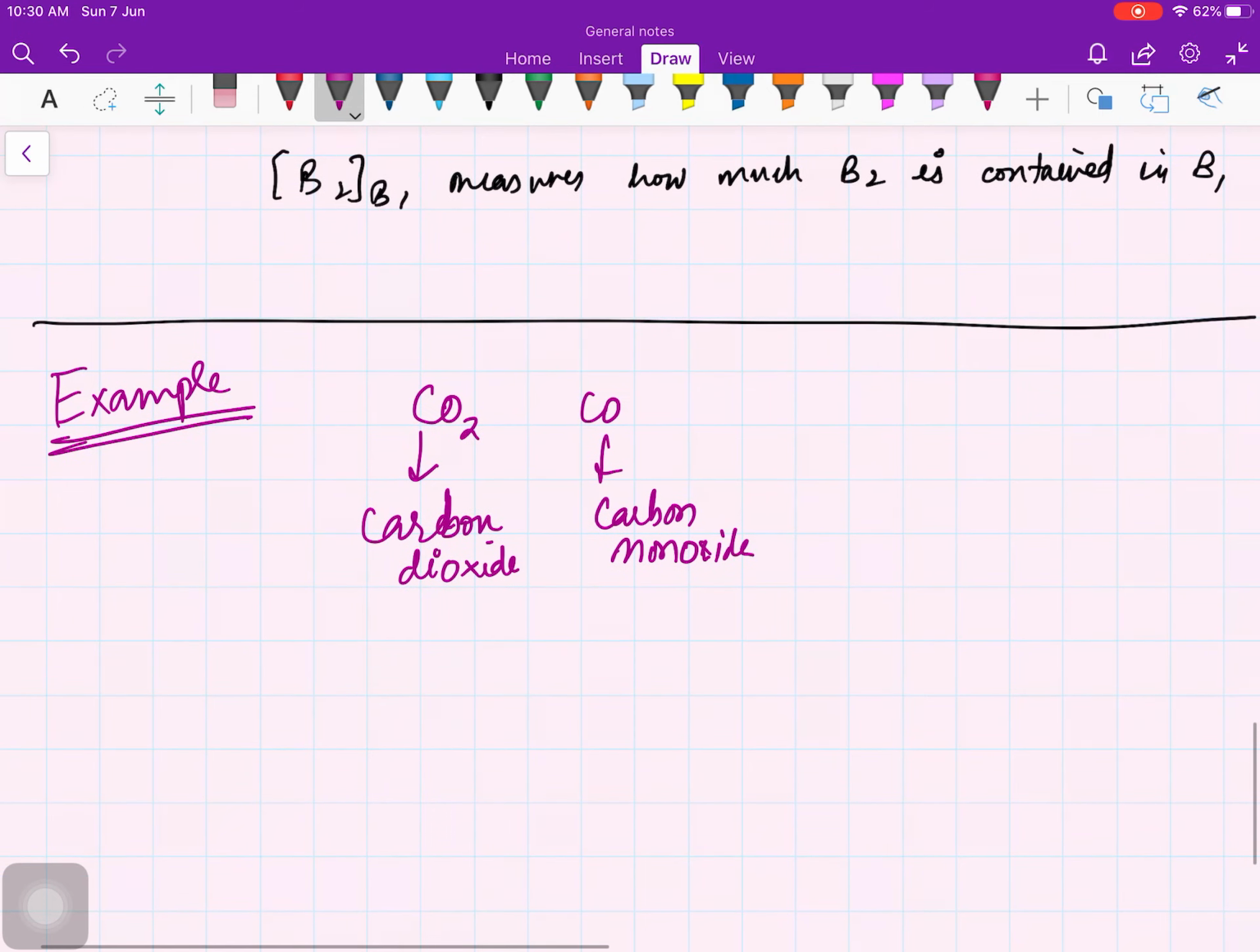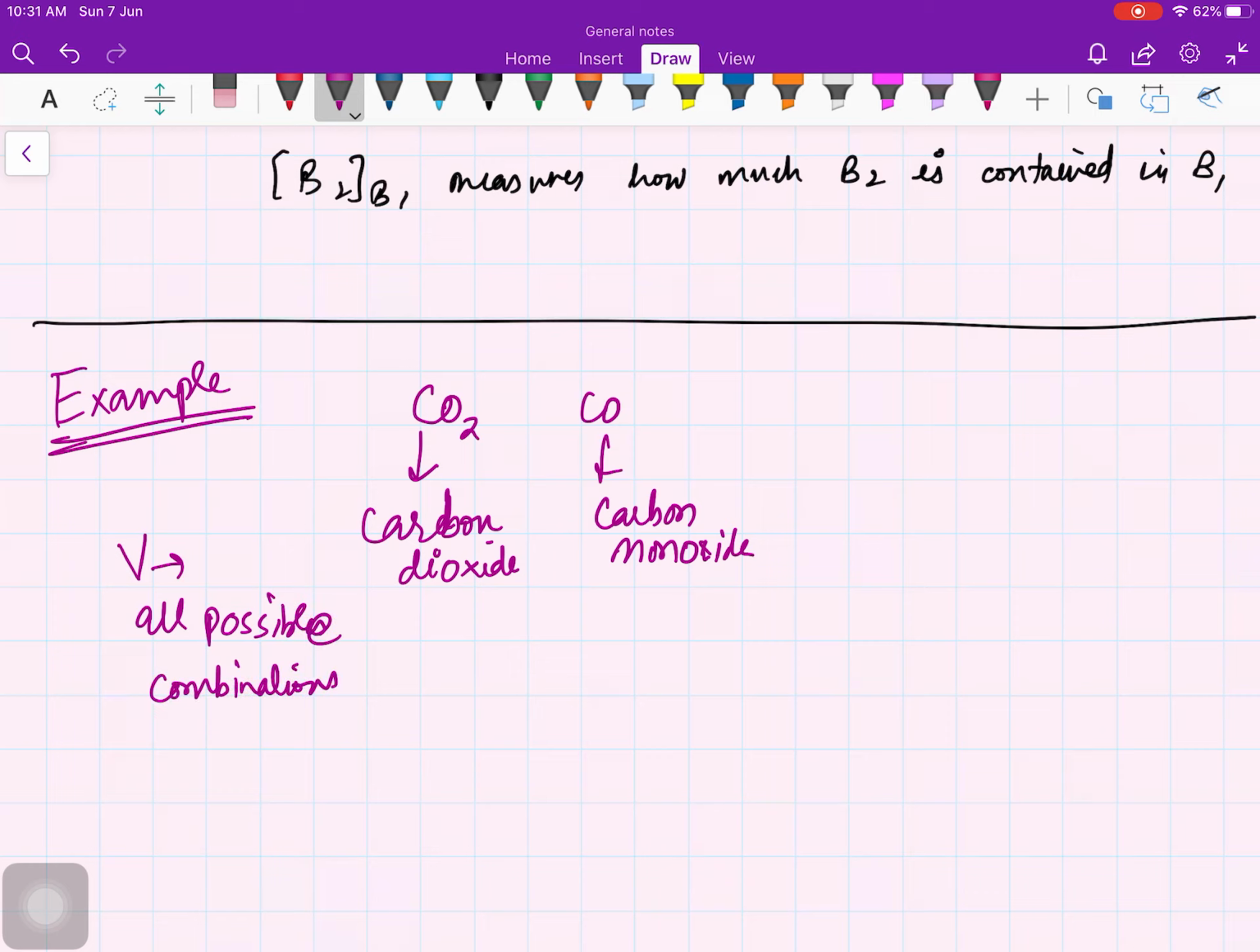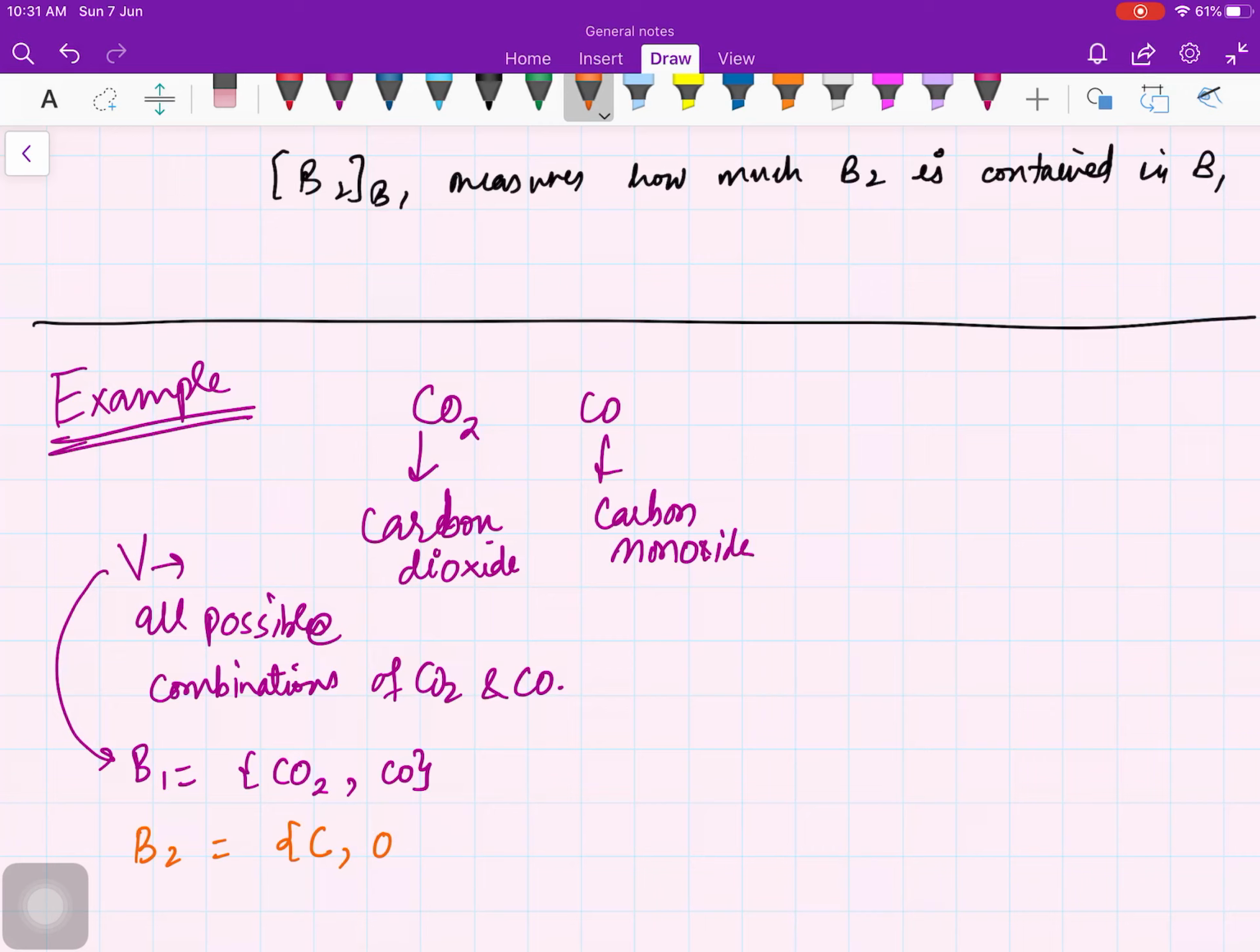Right. So you have a vector space, which is all possible combinations of carbon dioxide and carbon monoxide. Obviously, one of the bases you can take for this space is carbon dioxide and carbon monoxide, right? Now you can take another basis B2, where you just take carbon and oxygen.